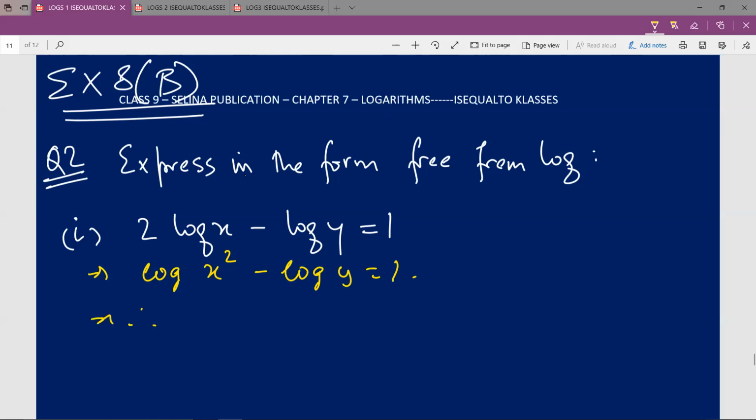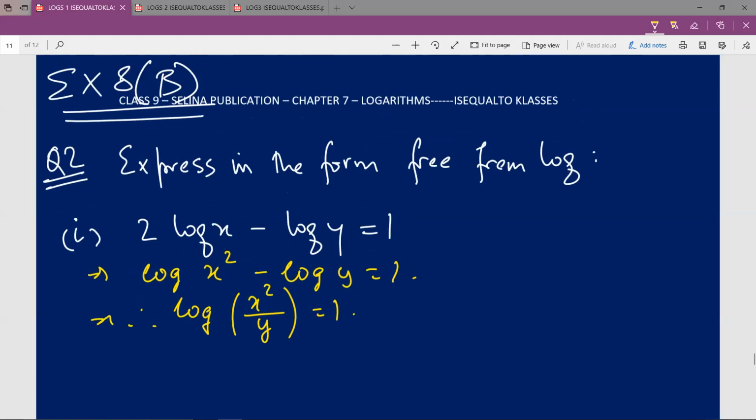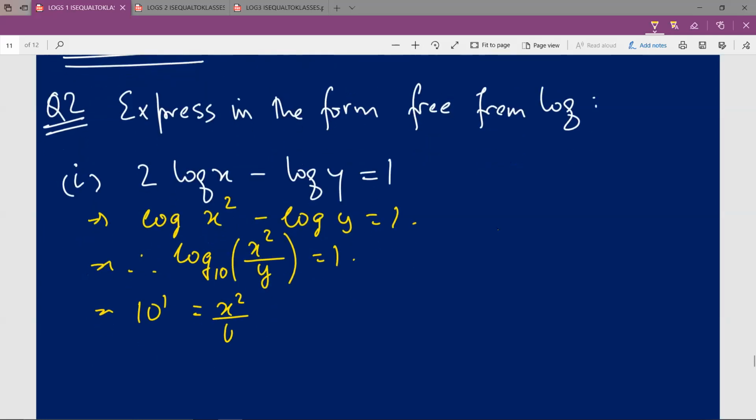So therefore, according to the third law, according to the second law, in fact, log of x square divided by y will be equal to 1. And as I've said before, if there is no base mentioned, I could assume it as 10. So this is the logarithmic form, and I will denote it in exponential form. So 10 raised to the power 1 is equal to x square upon y square.